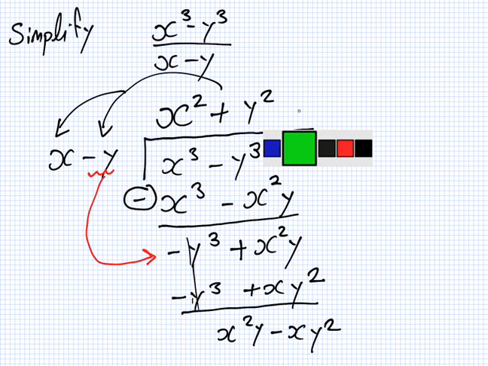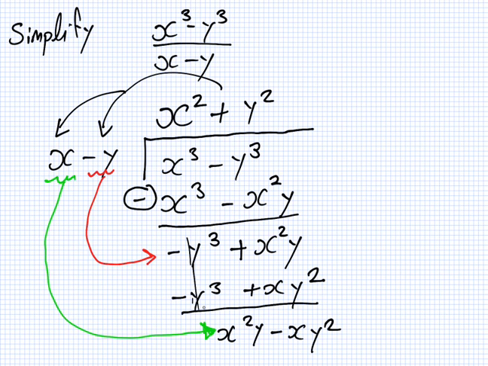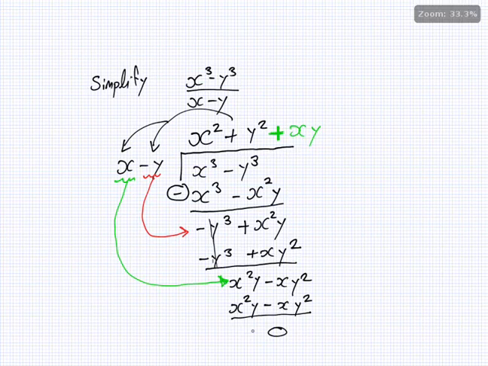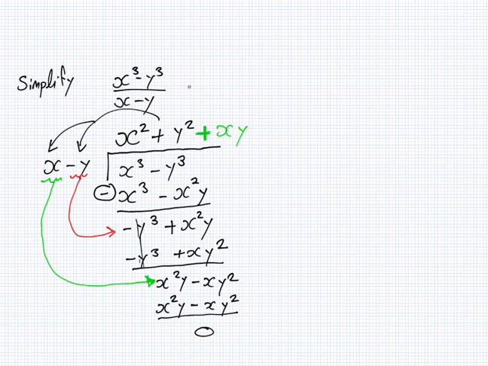Now, how can I make x become x squared y? What would I need? Plus xy. So I would get x squared y minus xy squared. And the remainder? 0. So you get that this is equal to x squared plus xy plus y squared.